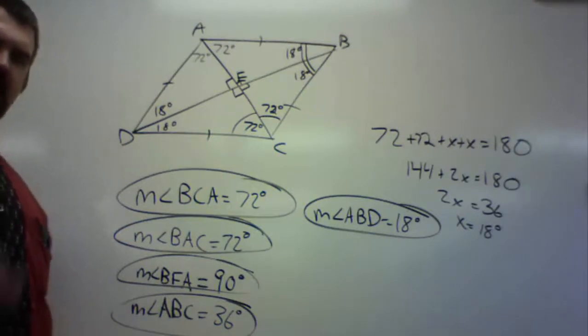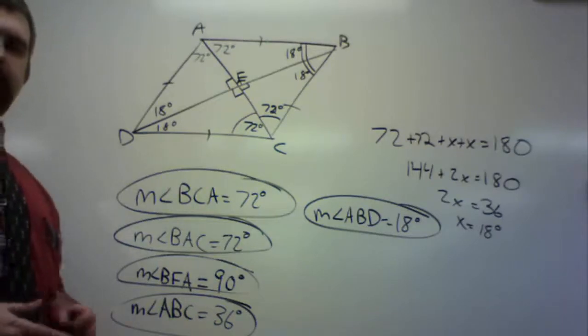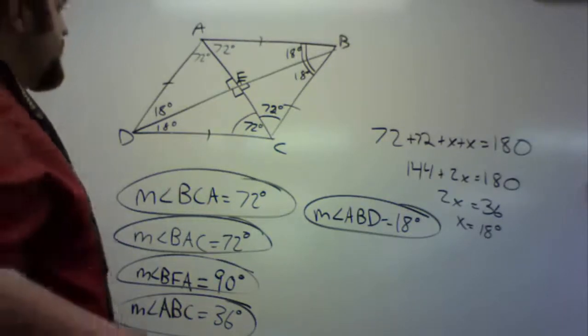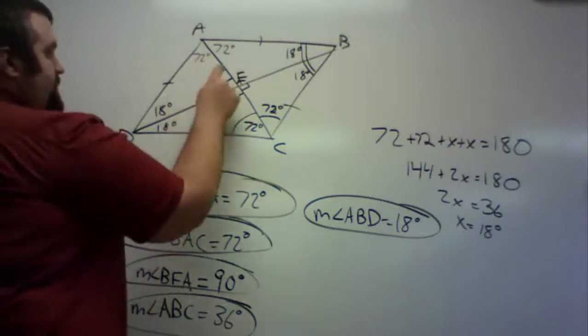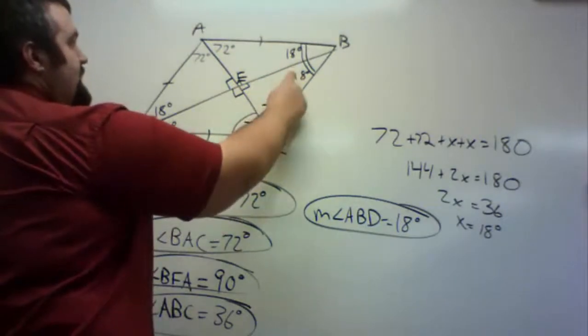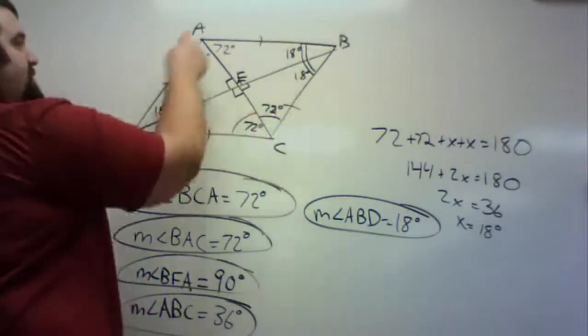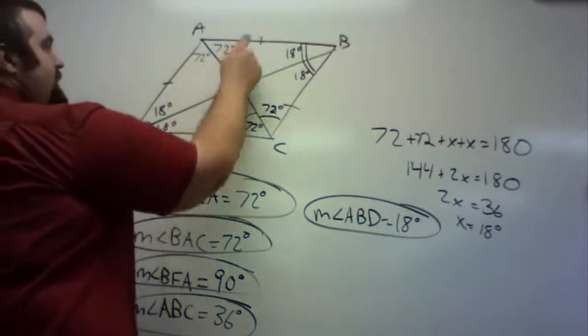Don't always just be looking, how do I know this angle? Just fill in what you know and go from there. One thing to note, look, 72, right angle, 18, repeated around, and each hypotenuse is the same length. Angle, side, angle.